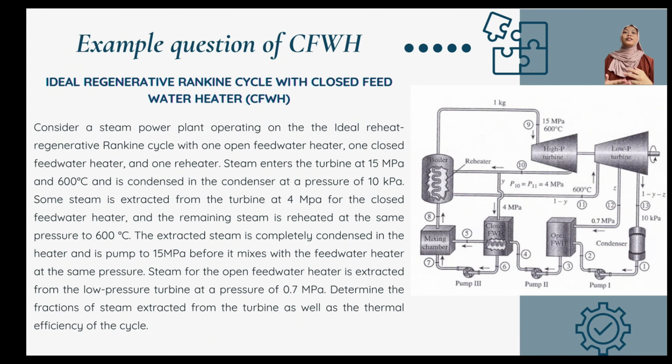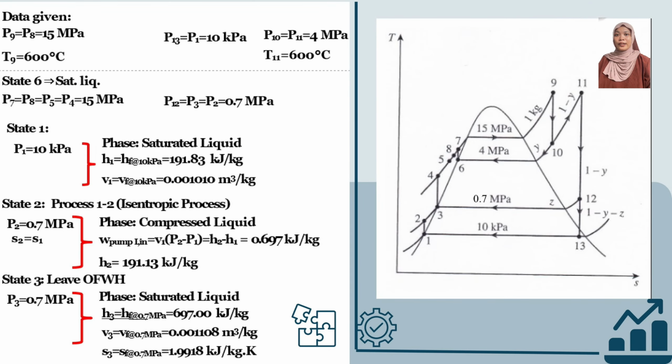The system will analyze three major components. First is one closed feedwater heater, one open feedwater heater, and a reheater. The question is to determine the fraction of steam extracted from the turbine and evaluate the thermal efficiency of the cycle. As seen in the T-S diagram, water enters the boiler at state 6 as a compressed liquid.